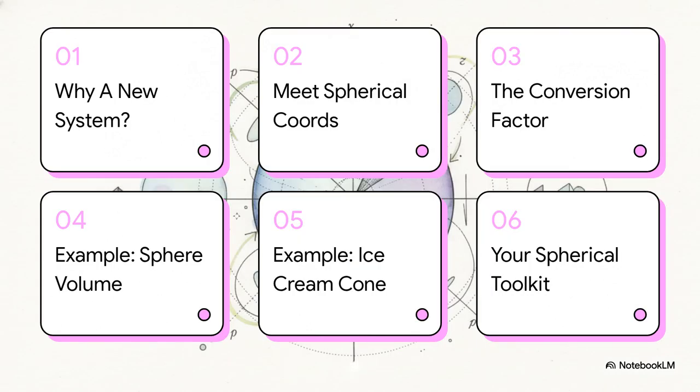So here's our game plan for this explainer. First, we'll cover why we even need this new system. Then we'll get to know the three key players in spherical coordinates. After that, we'll look at the single most important conversion factor. You don't want to miss that. We'll run through two classic examples, and then we'll wrap it all up with a toolkit you can take with you.